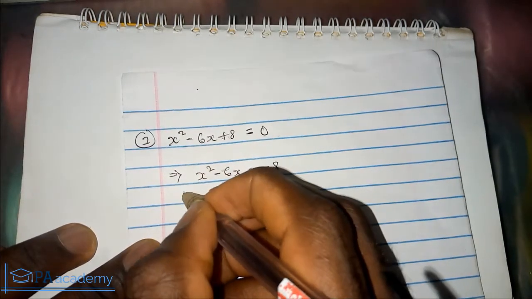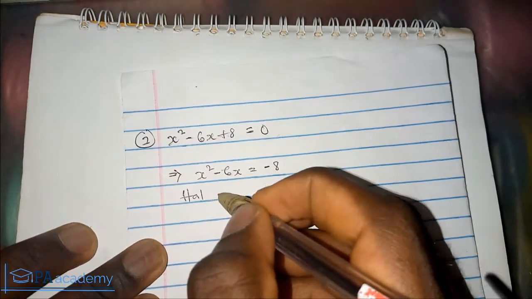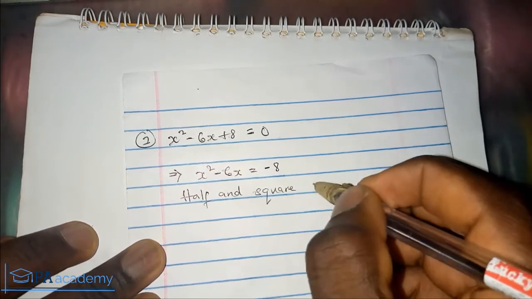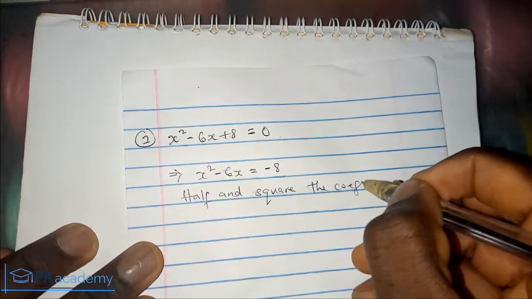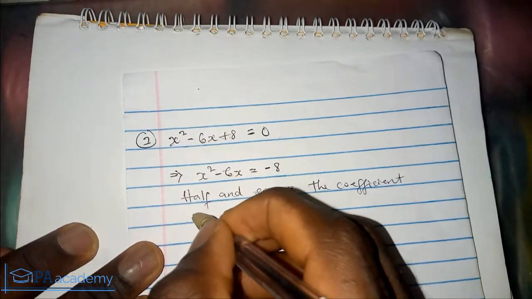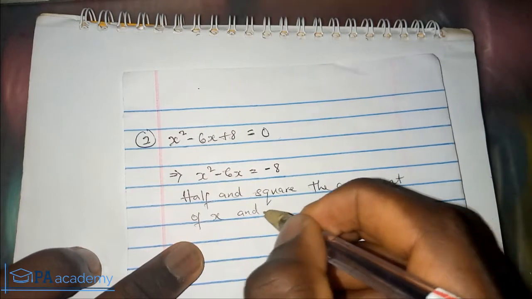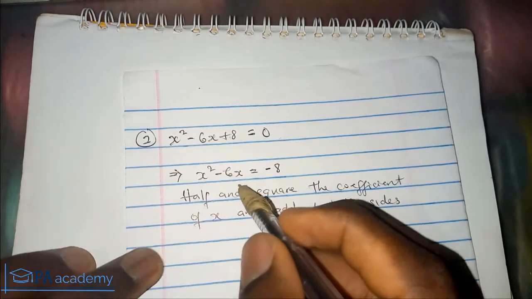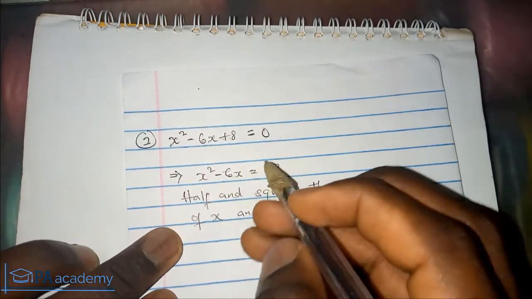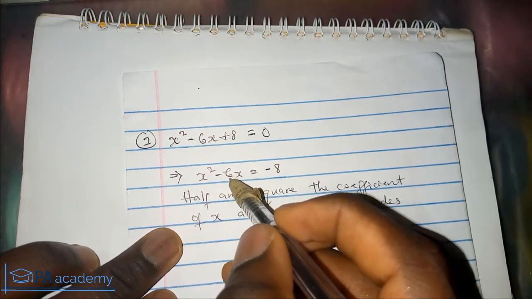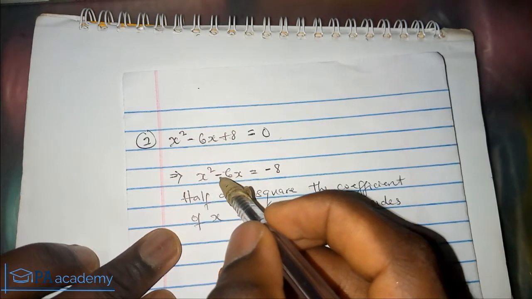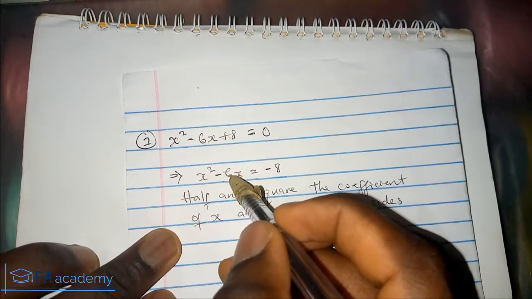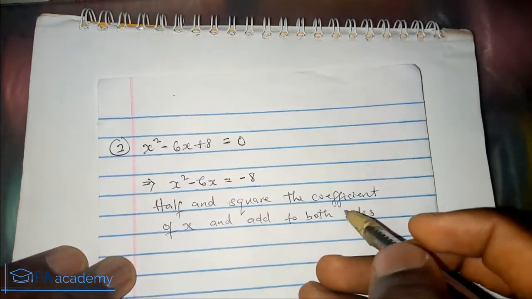So what we do here now is we half and square the coefficient of x, and add it to both sides. Now in this example, the coefficient of x is minus 6. When we talk about the coefficient of x, that is the number before the x or beside the x. So it's minus 6. Take note of this minus. If it is plus, you can just call it 6 or plus 6. But now there is a minus before it, so we pick it with the minus. So half and square the coefficient of x.